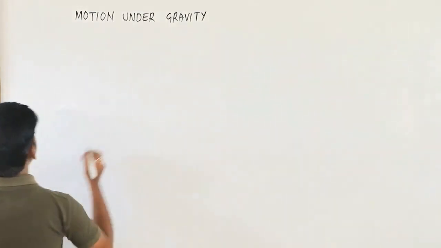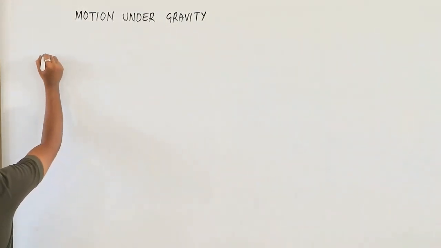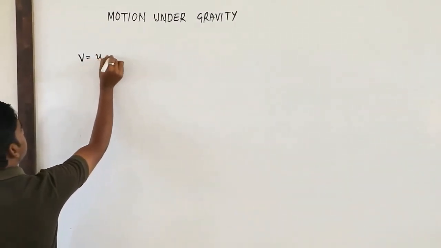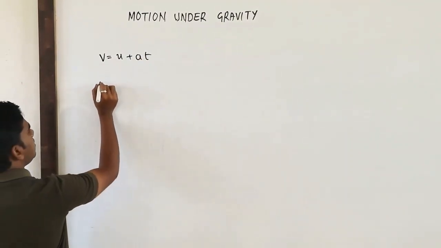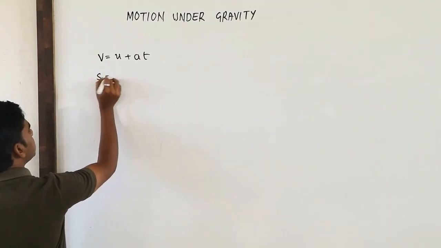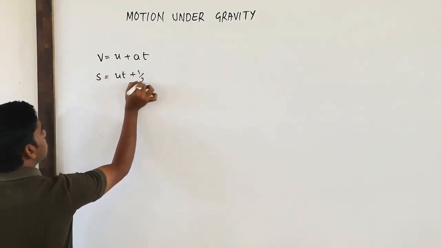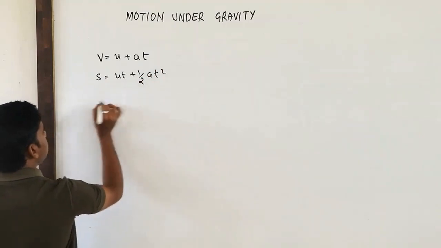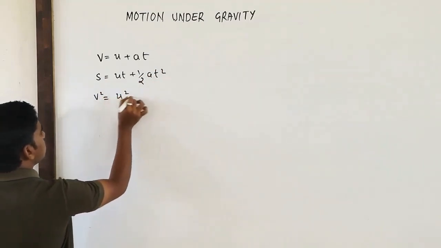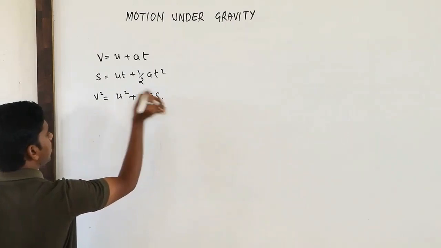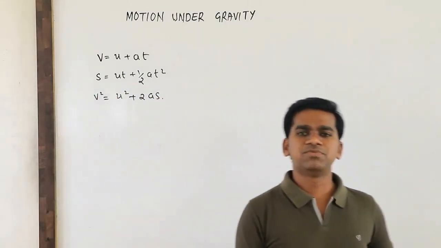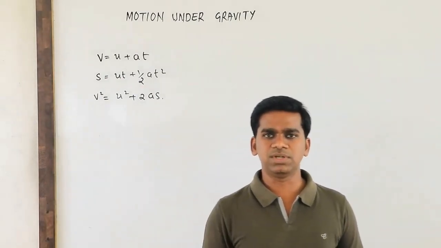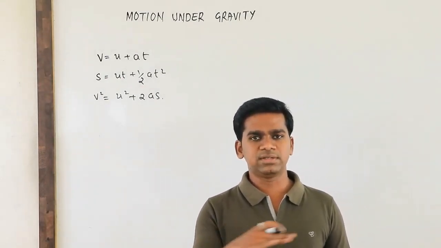In horizontal motion we have 3-4 equations. I will take only the 3 fundamental equations: v equals u plus at, where a is the acceleration, u is the initial velocity, v is the final velocity, and t is time. s equals ut plus half at square, then v square equals u square plus 2as. These are the fundamental equations which help us describe the motion of an object along the horizontal.